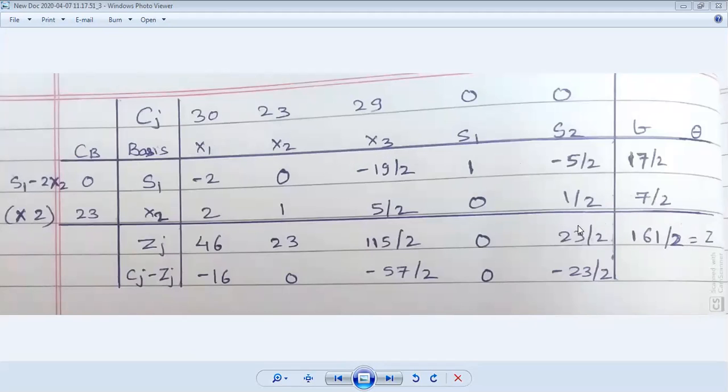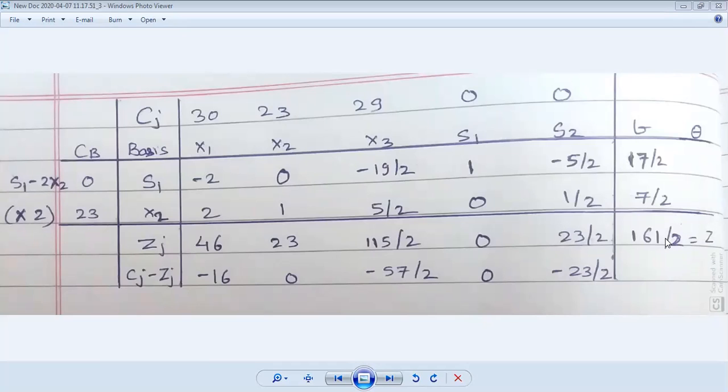Whatever is in the basis, s1 is equal to 17 by 2, but s1 coefficient is 0 in the objective function, so even though it has a value 17 by 2, it does not contribute to the objective function because its coefficient is 0. So this is 23 into 7 by 2. So x2 value is 7 by 2. The other two variables x1 and x3 are 0. So you have the final value of the objective function as 161 by 2, and you can conclude it over here.